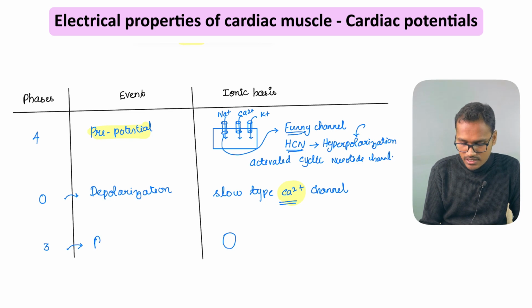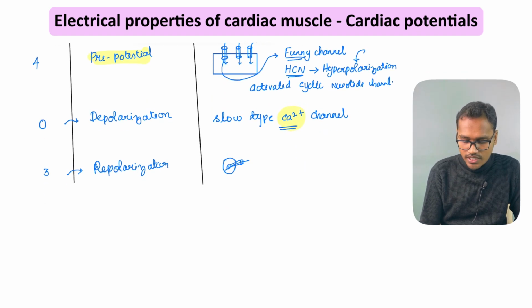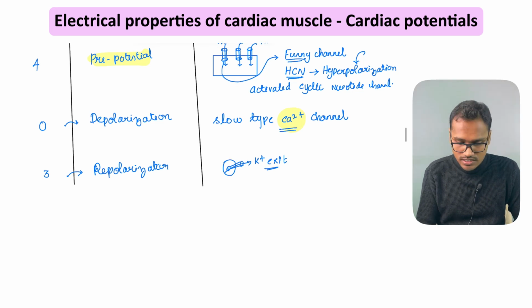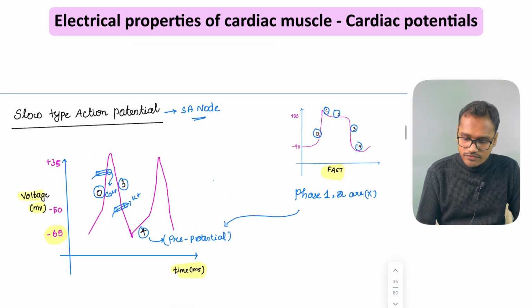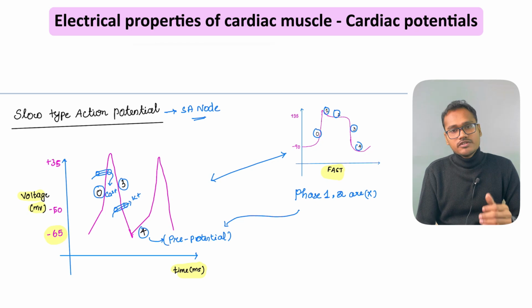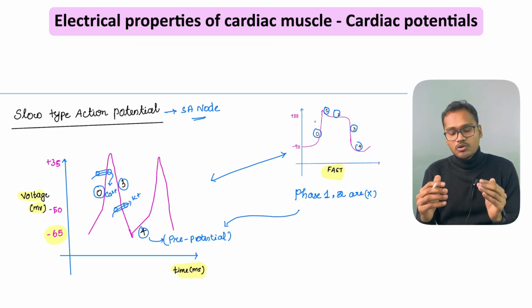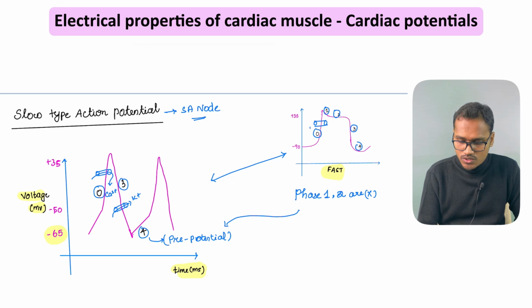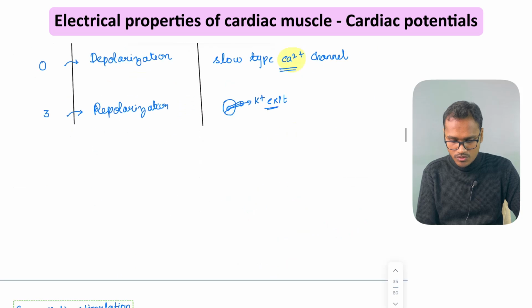Then phase 3 is repolarization. Repolarization is one place where you don't have to remember much. Most of the time it is the potassium exit. So these are the various phases of the action potential of the slow type. Here you can compare it like a fast and slow type and study together. One major difference is it does not have phase 2, another major difference is the pre-potential is naturally leaky to many channels, and another difference is the depolarization. Here it is due to sodium, whereas in case of a slow type it is due to calcium. So these are the differences you should know.